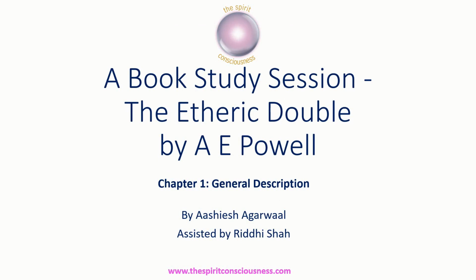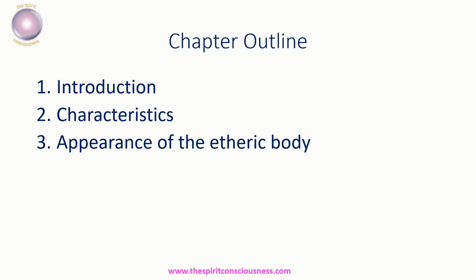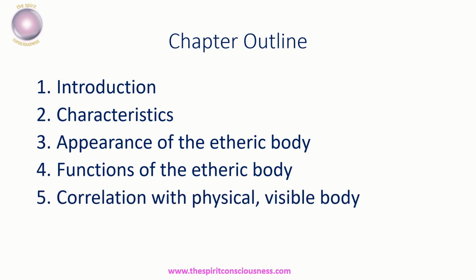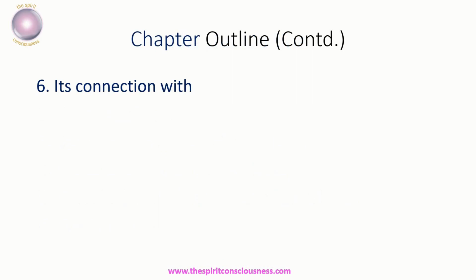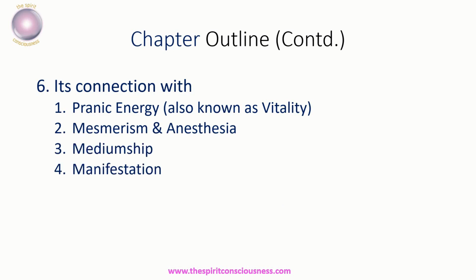We will be discussing the first chapter containing the general description of the etheric body. So the chapter outline goes like this. We will have a quick introduction, the characteristics, the appearance of the etheric body, the functions, the correlation with the physical visible body, other factors. We'll see its connection with pranic energy, which is also known as vitality. This we will be studying in detail in the next module. Its connection with mesmerism and anesthesia, mediumship, manifestation, and other phenomena.